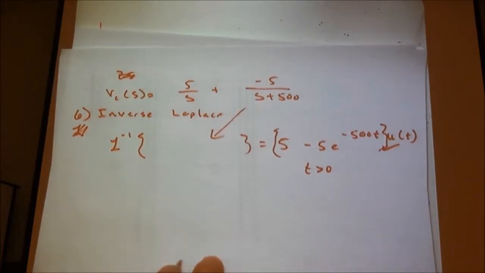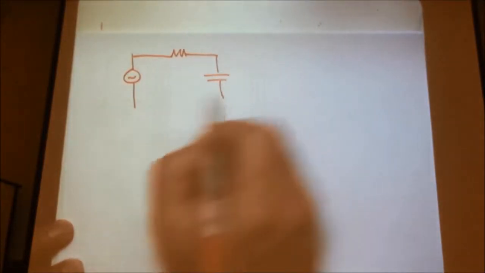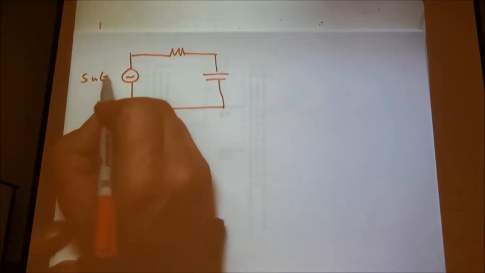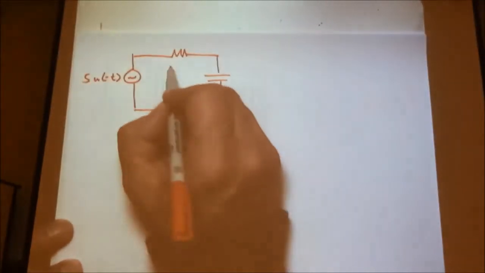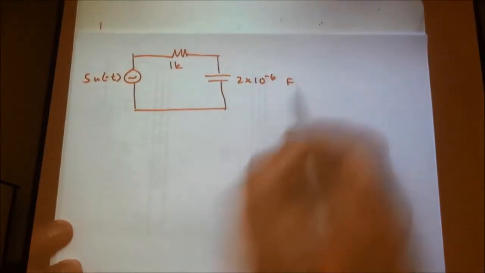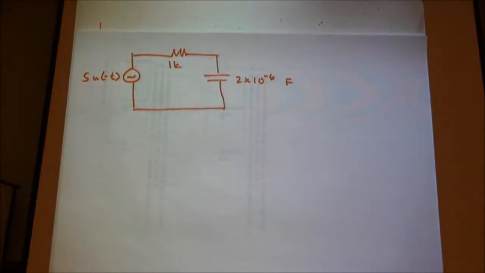Now we can look at a comparable situation. Is anybody still writing anything? So same circuit, different initial conditions. And so there's our time domain circuit.